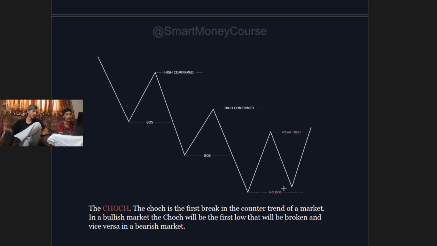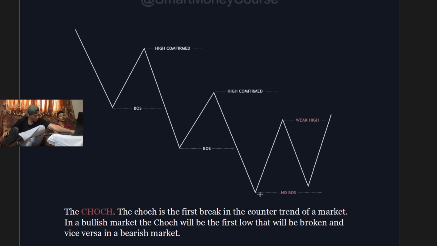Basically, it was not a lower high, but it didn't take out this point of structure. There's no break of structure. No BOS, as you can see there. Just to zoom in a little bit. There we go. No BOS.